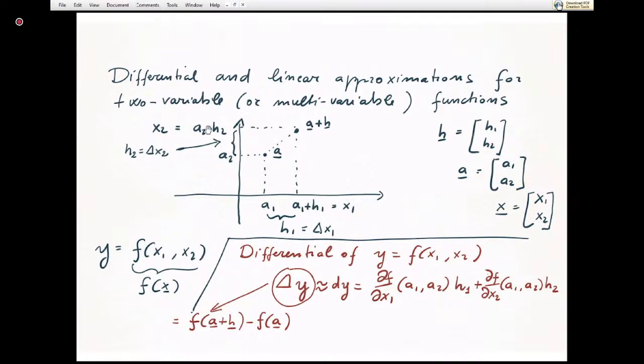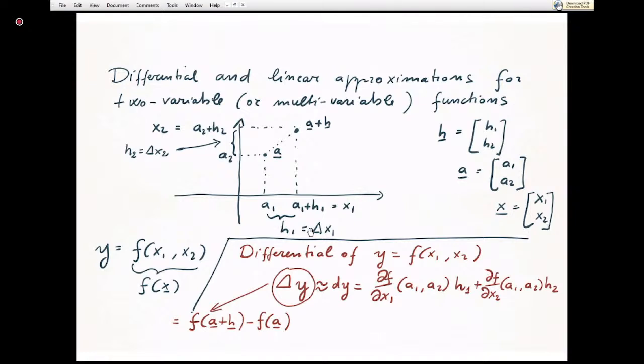a1 becomes a1 plus h1. a2 becomes a2 plus h2. There are two increments of the two independent variables. But then the new point in the domain is this one, a plus h, written with a vector notation. h is just an ordered list of two elements, h1 and h2. It collects the two increments. a collects the two initial coordinates, a1 and a2. And the new point, denoted x, which denotes a point in the plane, is x1, x2.